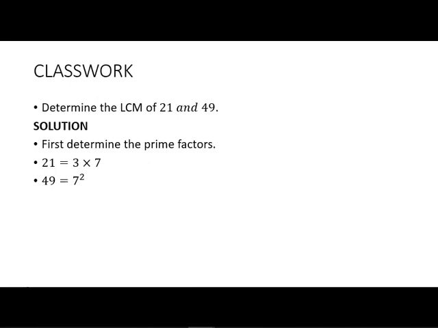So your LCM will be 7 squared multiplied by 3, which is 49 times 3, and that will give you 147.